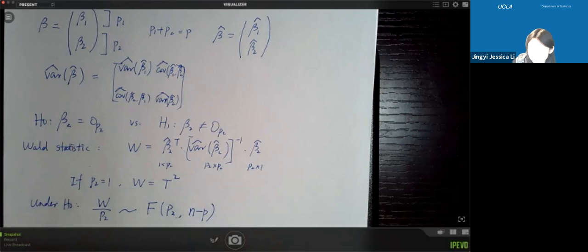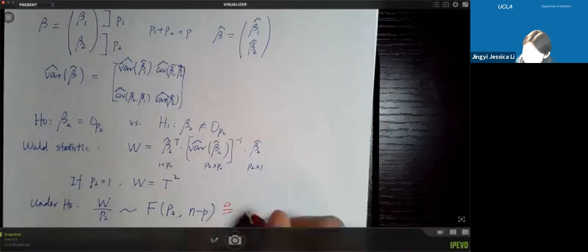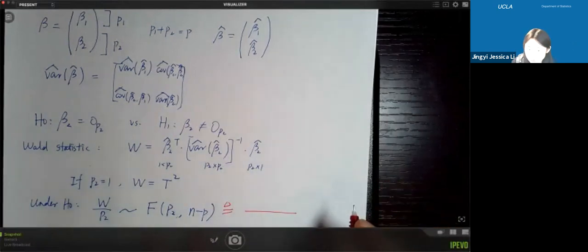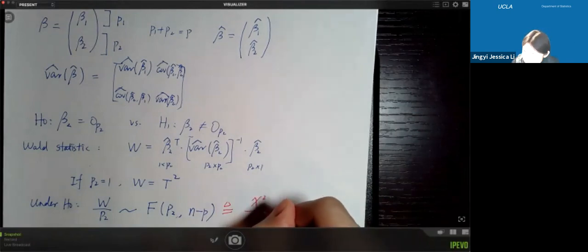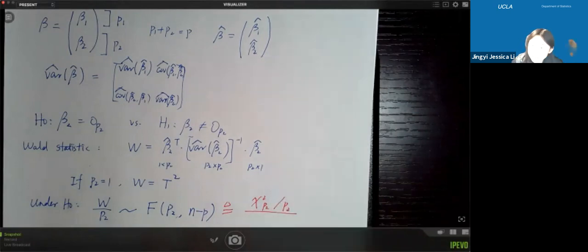Why is that? This is related to how we define an F distribution. It is defined as a ratio where the numerator and the denominator are both chi-square random variables. The numerator must be chi-square P2 divided by P2, and the denominator must be chi-square n minus p divided by n minus p. That's how we define an F distribution. This is also part of the contents in undergraduate mathematical statistics.